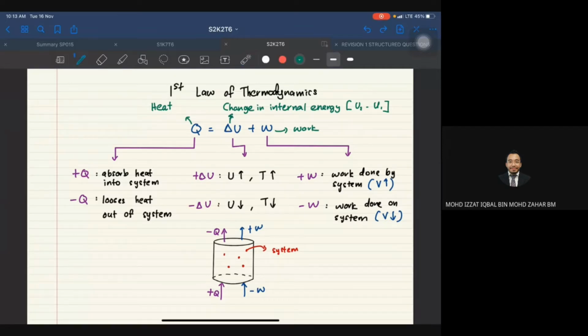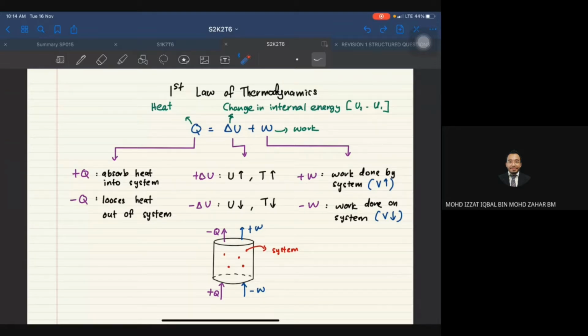Kamu ingat tak lagi formula untuk U? Siapa boleh beritahu saya? What is the formula for U? U equals to what? Q tolak W. Sorry? Kamu cakap apa? Q tolak W. Okay, that one is correct lah. If you are using this formula, first law of thermodynamics, so basically if you want to find delta U, you just rearrange this one, Q minus W, correct? Okay. What is the other formula? So from previous chapter, kamu ada belajar pasal internal energy.